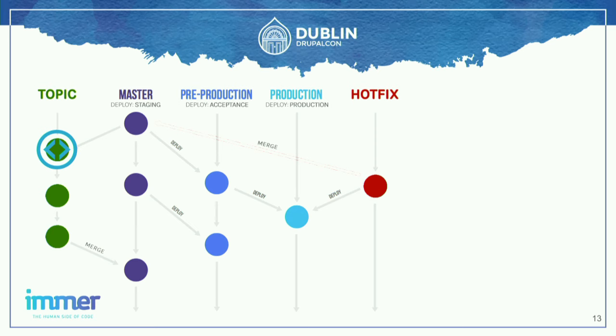So the best is to visualize this. The blue circle is a new feature. So you start off by creating this topic branch and you first create some commits. And there may be more commits if a discussion arises and you have to alter your code as necessary. Then you merge the topic branch inside your master branch. So at this point you can see your code on your staging environment. If everything goes well, then at a later point, the master branch gets merged into the pre-production branch, and this triggers a deployment on the acceptance environment and ultimately on the production environment.